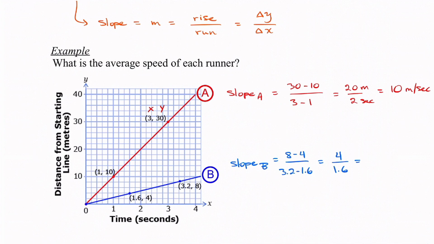And if you go 4 divided by 1.6, you're going to get 2.5. And our units are the exact same. This is meters per second. So those are the two average speeds for each of these runners. So if it asks which one's moving faster, the red one, or runner A, is going to be moving faster. You could have told that though, because it's much steeper.